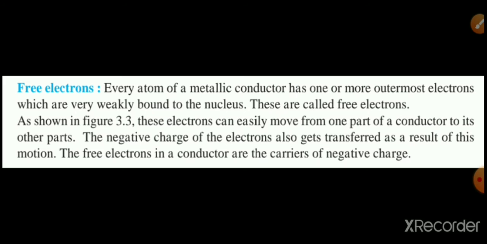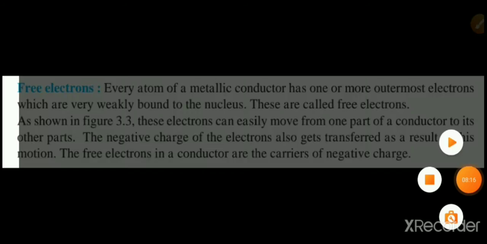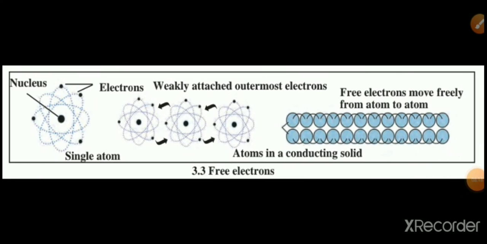These electrons can easily move from one part of a conductor to its other parts. The negative charge of the electrons also gets transferred as a result of this motion. The free electrons in a conductor are the carriers of negative charge. You can see in this diagram there are free electrons which move freely.